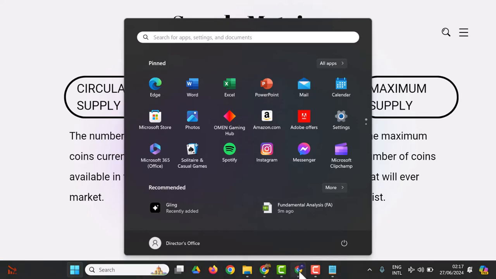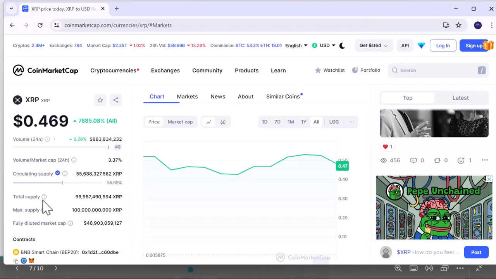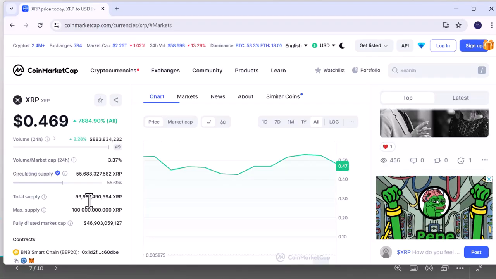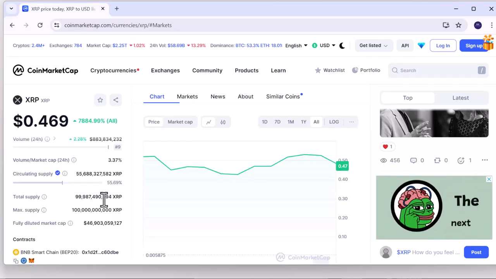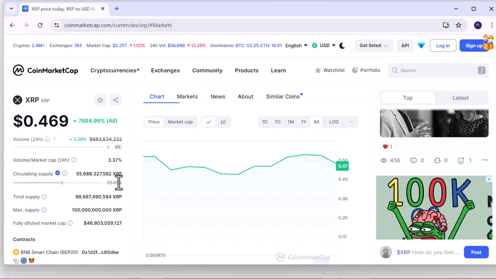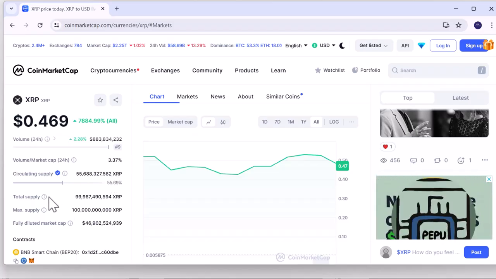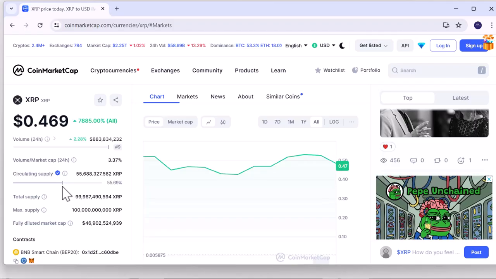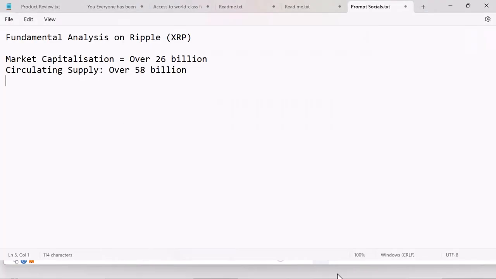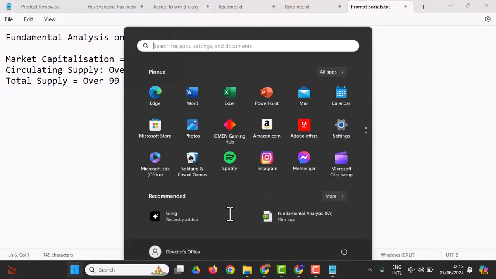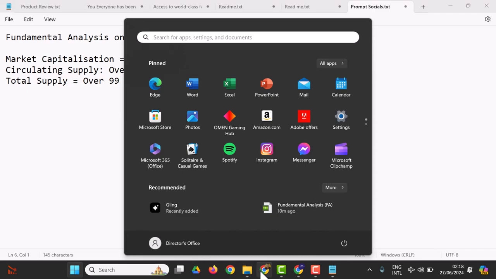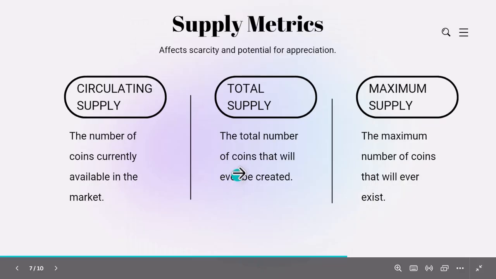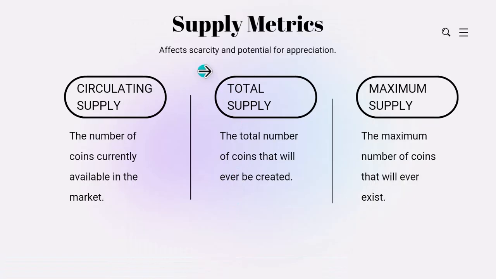Now we have the circulating supply. Now when you check the total supply, we have over 99 billion. That's why we are having this 55.69 percent. So the circulating supply out of the total supply is not the full amount, it's still 55.69 percent. So now the total supply is 99 billion, so we're going to put that in. The total supply is over 99 billion. Now we have the total supply, and what does this suggest? According to our presentation, it's going to show you how it affects scarcity.